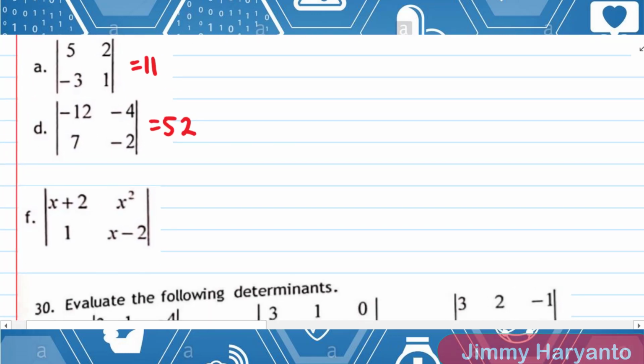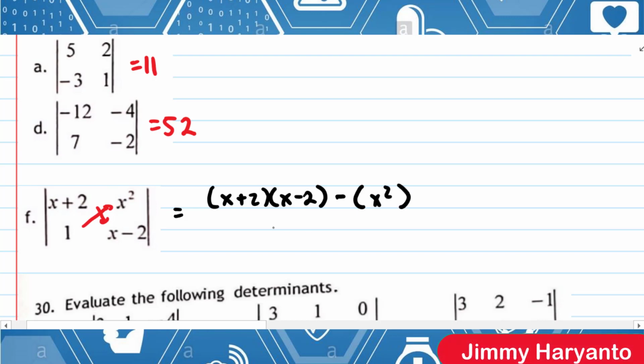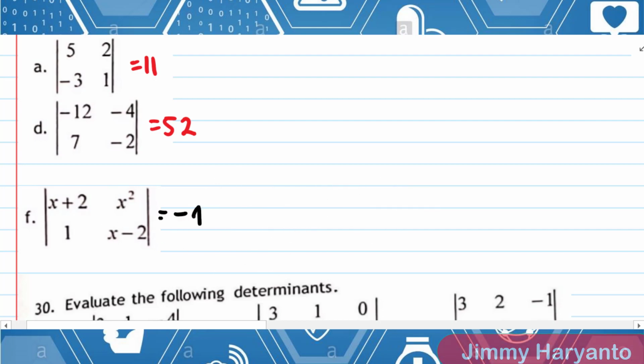And the answer for F will be this times this times this. For the first one, it will be x plus 2 times x minus 2, and then minus the result with the second one, x squared. So you will have x squared minus 4 minus x squared minus x squared equals 0, 0 minus 4 equals negative 4. So for the F, it's negative 4. Okay, next.